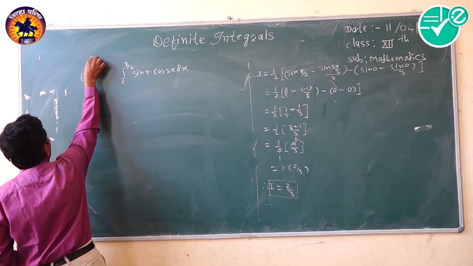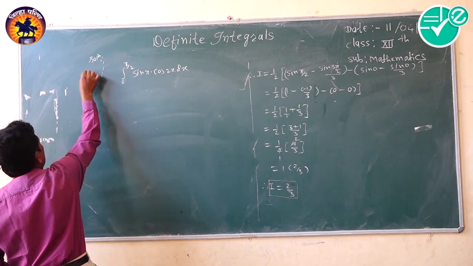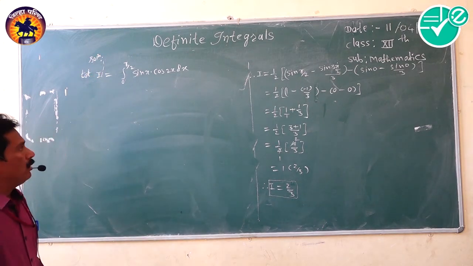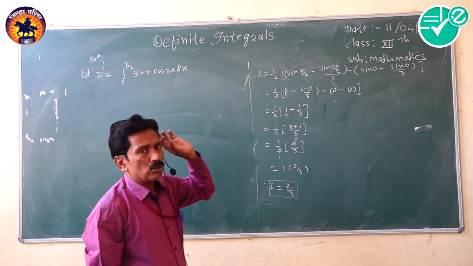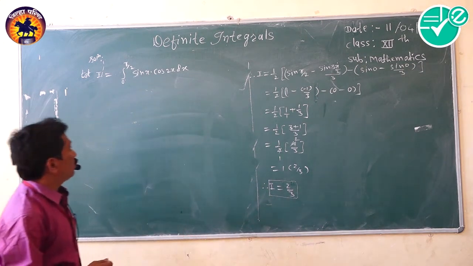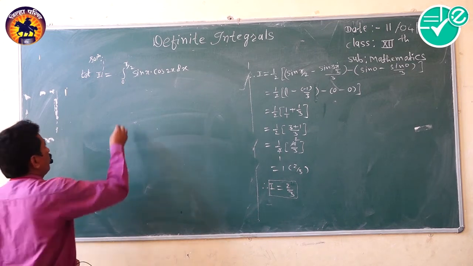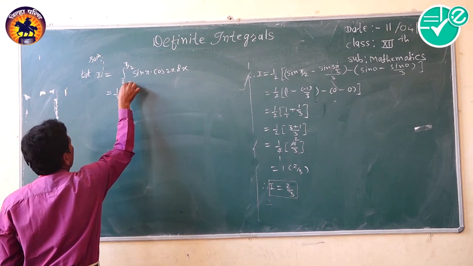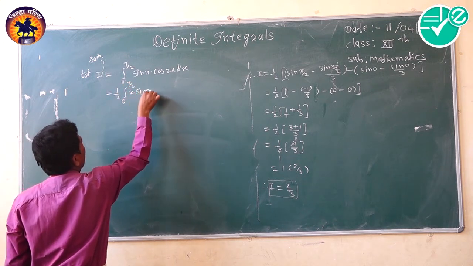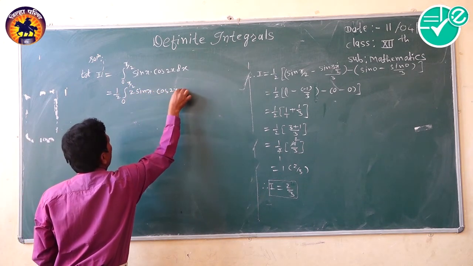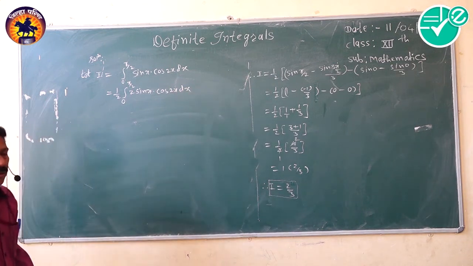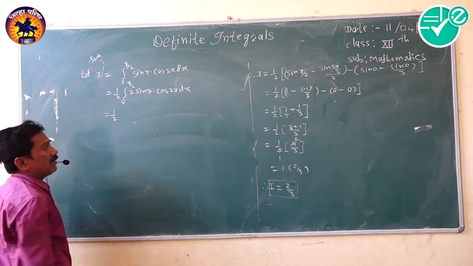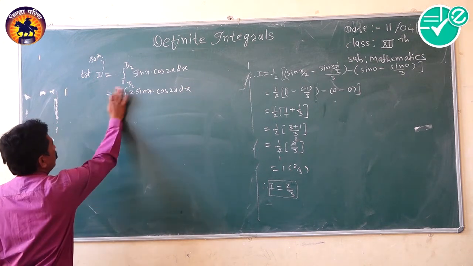Solution for this: let I is equals to, now here is sin x into cos of 2x. That is, we have to use the 2 sin a cos b formula. For that, we adjust here 1 by 2 into 0 to pi by 2, 2 sin x into cos of 2x dx. This is equals to 1 by 2 as it is.